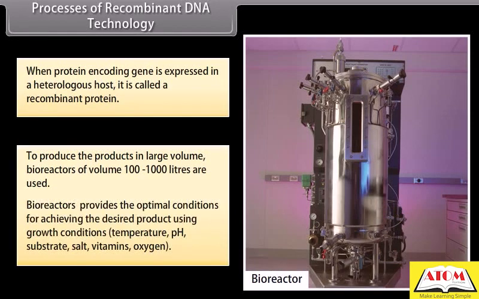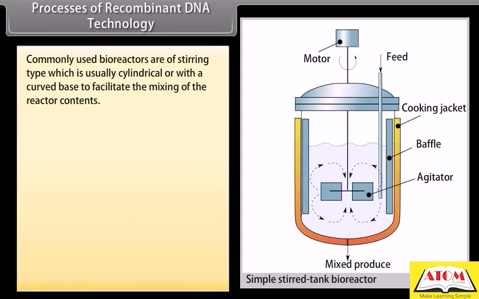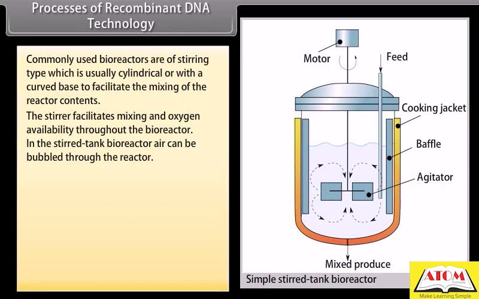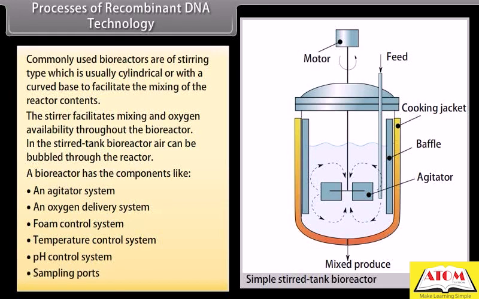Bioreactors provide the optimal conditions for achieving the desired product using growth conditions, temperature, pH, substrate, salt, vitamins, oxygen. Commonly used bioreactors are of stirring type, which is usually cylindrical or with a curved base to facilitate the mixing of the reactor contents. The stirrer facilitates mixing and oxygen availability throughout the bioreactor. In the stirred tank bioreactor, air can be bubbled through the reactor. A bioreactor has components like an agitator system, an oxygen delivery system, foam control system, temperature control system, pH control system, and sampling ports.